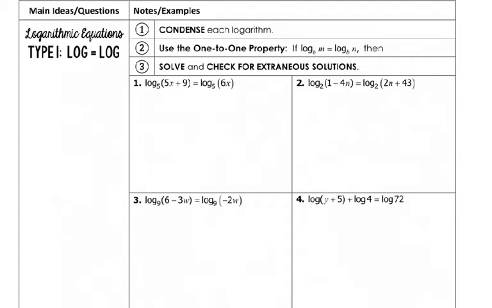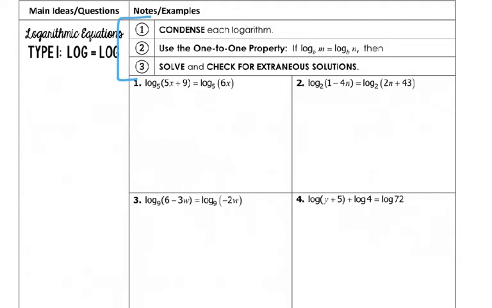Okay guys, so now we are solving logarithmic equations. First we have to condense each log. These are going to be the steps that you use every single time. So condense the log first.